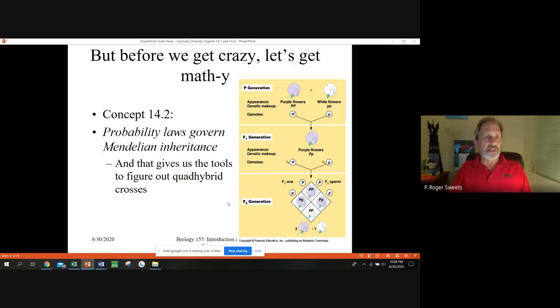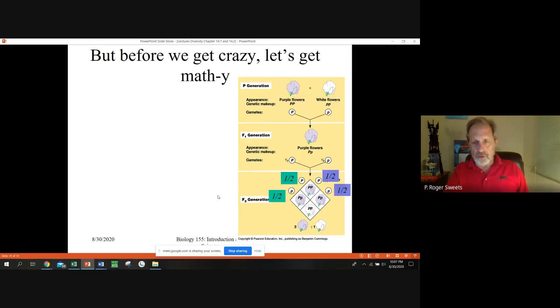But before we get crazy, and this is concept 14.2, we're going to get a little bit mathy. And concept 14.2 is that probability laws govern Mendelian inheritance. And this can be important because that gives us the tools to figure out trihybrid crosses, quad hybrid crosses, infinite number of hybrid crosses if we know what's really going on. Okay, so here we have this original example that I gave you. I'm going to go ahead and expand this a little bit in this way.